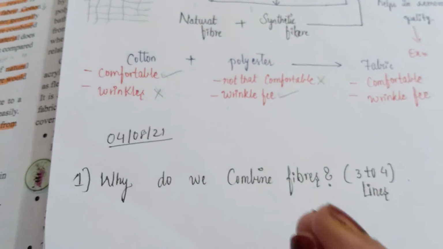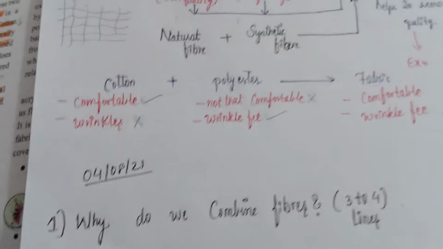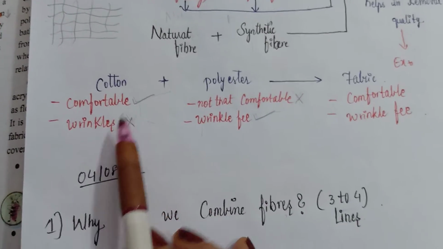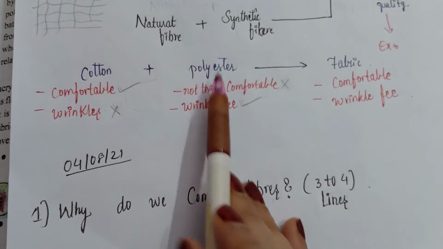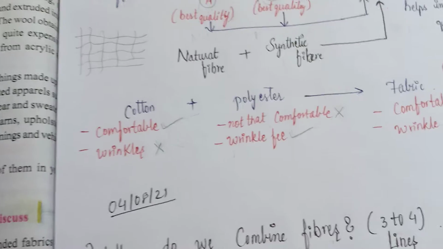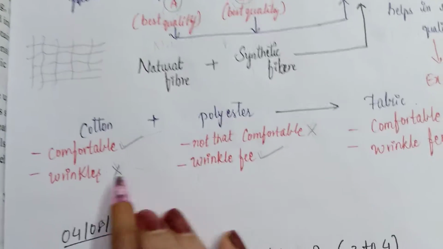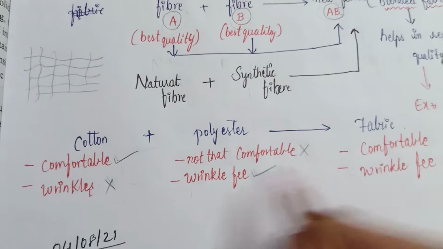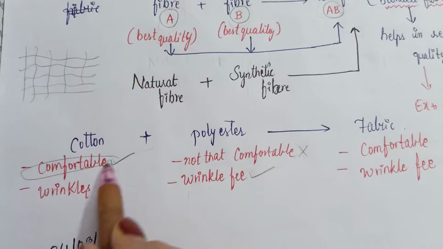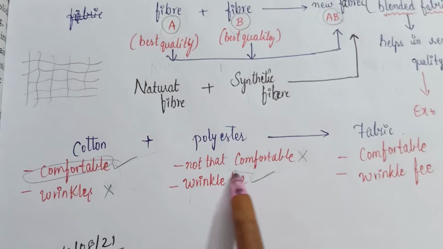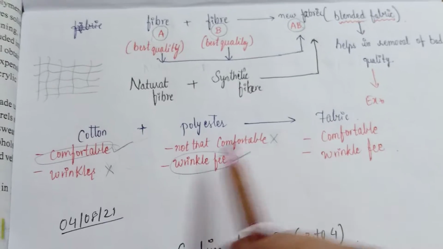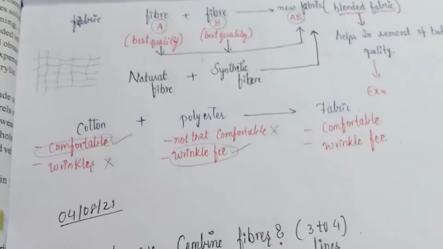So everything in this world has both good quality and bad quality, right? Nobody is perfect. Everyone has a good quality as well as bad quality. So in this also, cotton has a good quality as well as bad, and polyester has a good quality as well as bad. So when we combine these both, then what will you get? A fabric that contains these good qualities of cotton and these good qualities of polyester, right? The fabric we will get has the good qualities, that is comfortable and wrinkle free, right?